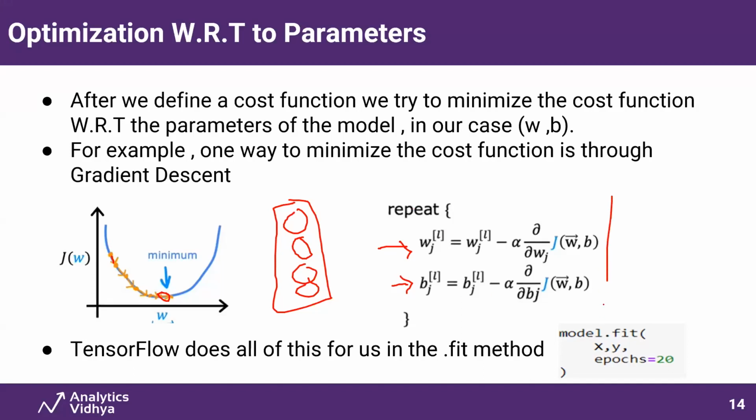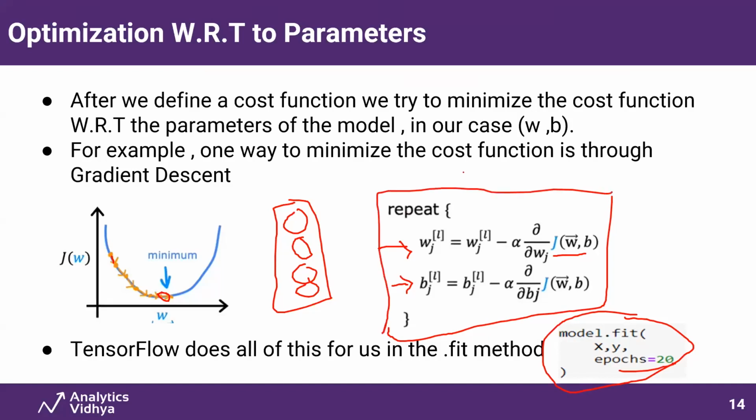So all this, to me, looks very scary, right? What are partial derivatives? How do we see the cost function? What we do here is TensorFlow does all of this for us in the model.fit stage. We tell it to run this entire process 20 times. If I put 200 here, I would tell it to run this entire process 200 times: the forward propagation, backward propagation, updating, run it 200 times. So this is what model.fit does.